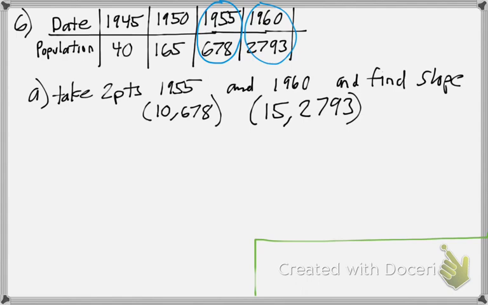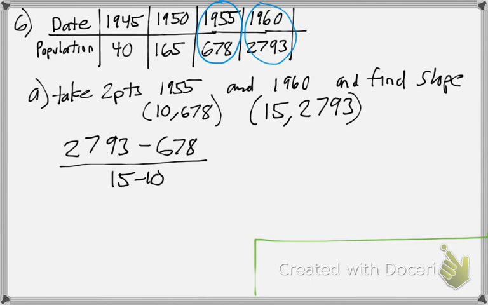So if we do that, then we should actually get 423, and this will be reindeer per year.